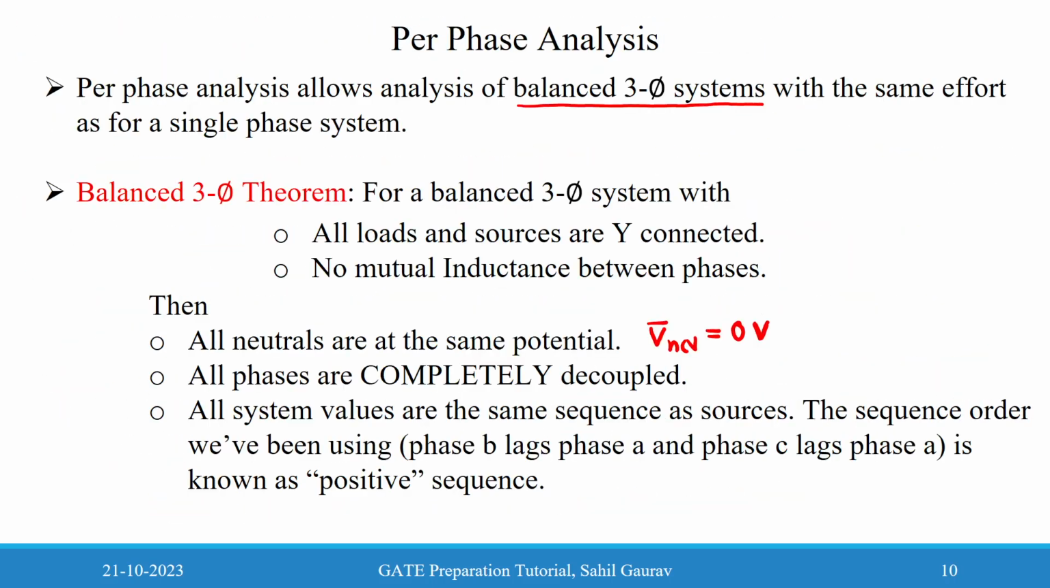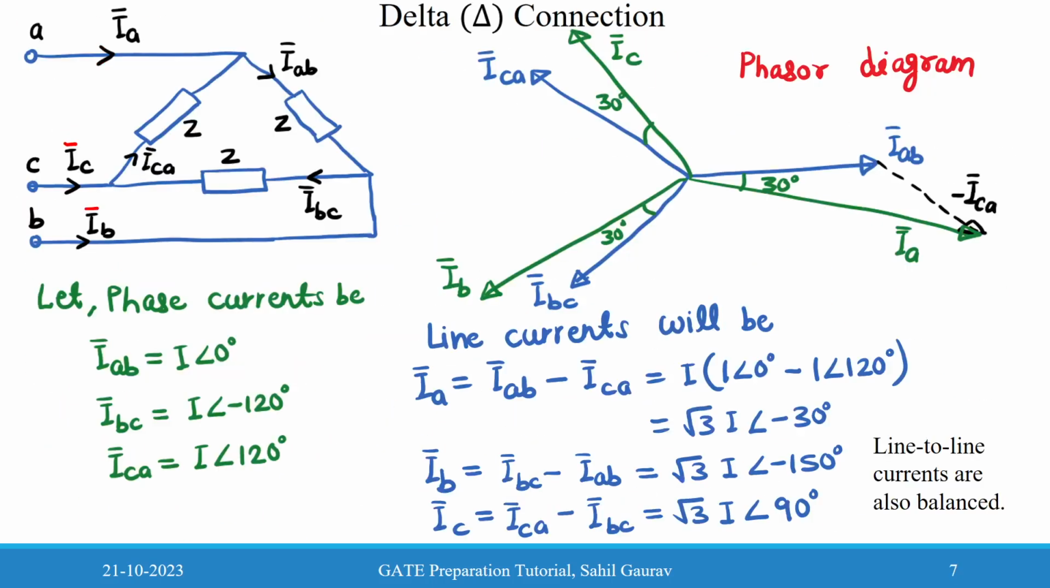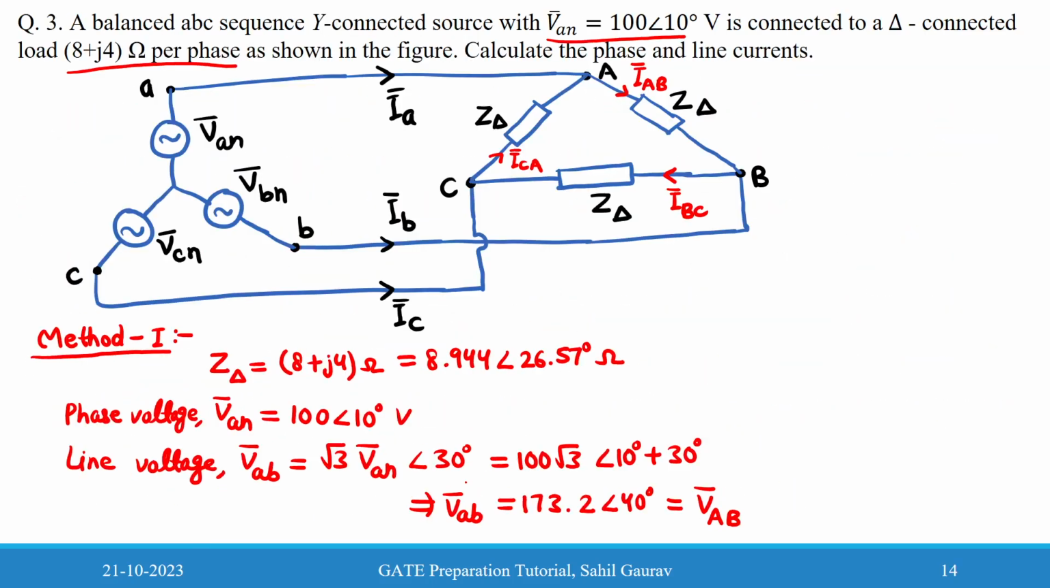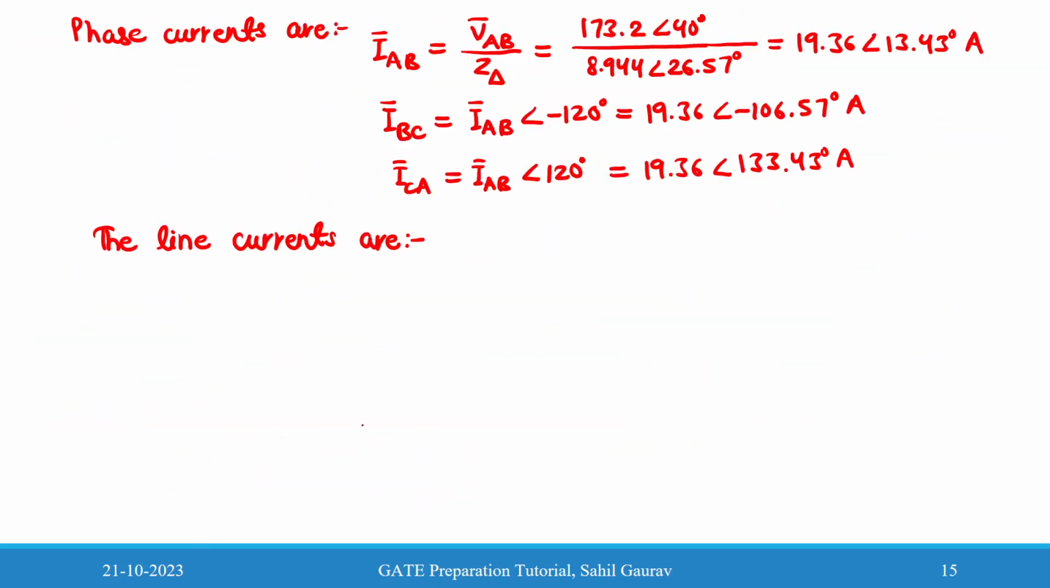So here we can see that this line current is lagging the phase current by 30 degree in delta connection. Sir, does this angle only come in the power system, not in machines or anywhere? No, this is applicable for every place.